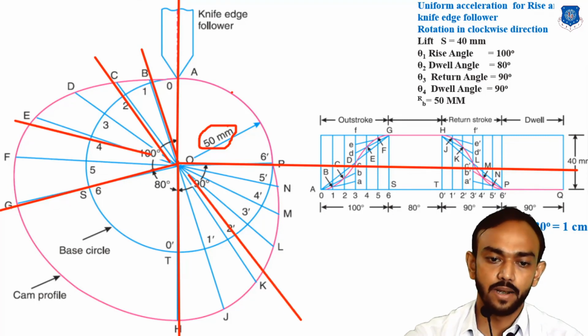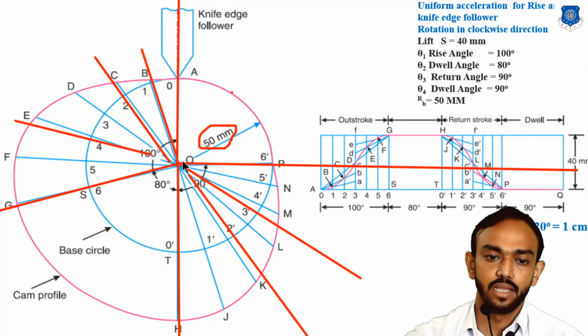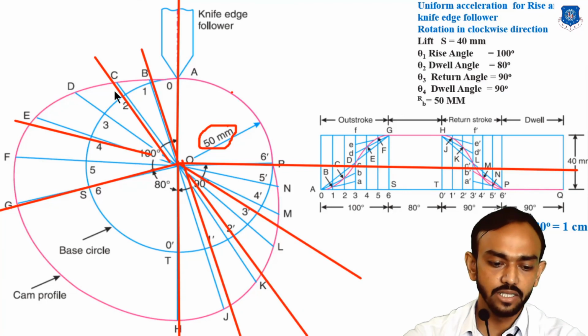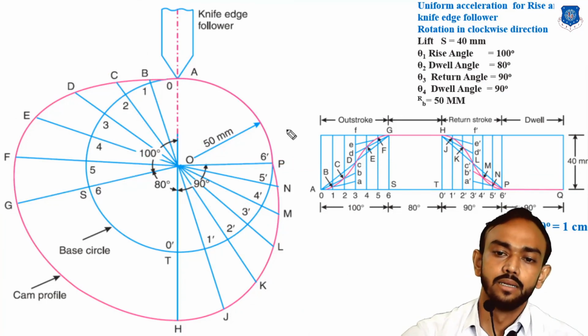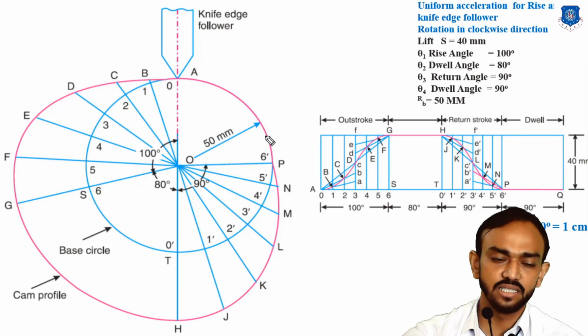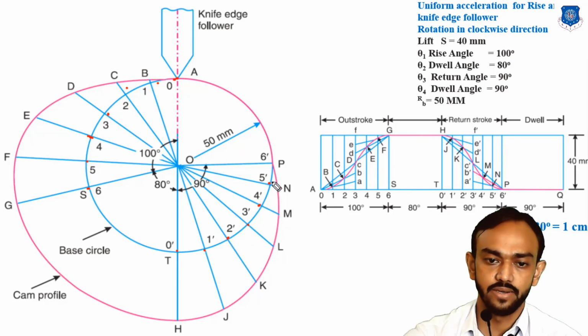6 parts of this return, and give the numbers. Numbering is very important in this chapter. If you make perfect numbering, the chances of mistakes are very low here. Okay, 0, 1, 2, 3, then these points will be 4, 5 and 6. Same as 0 dash here, 0 dash, 1 dash, 2 dash, 3 dash, 4 dash, 5 dash, 6 dash.